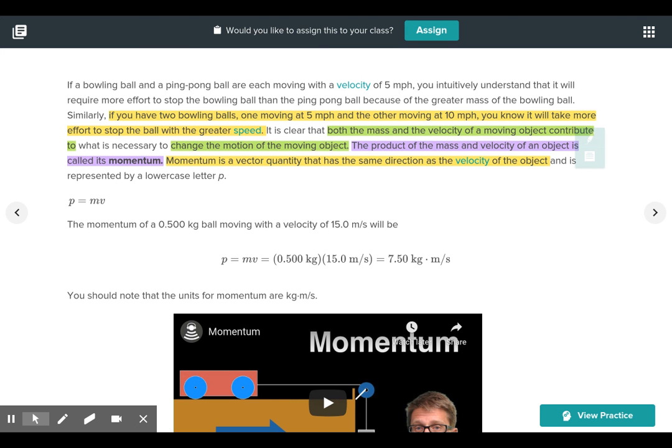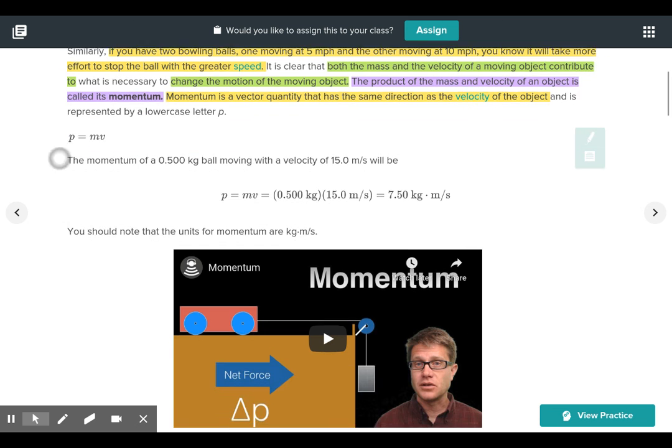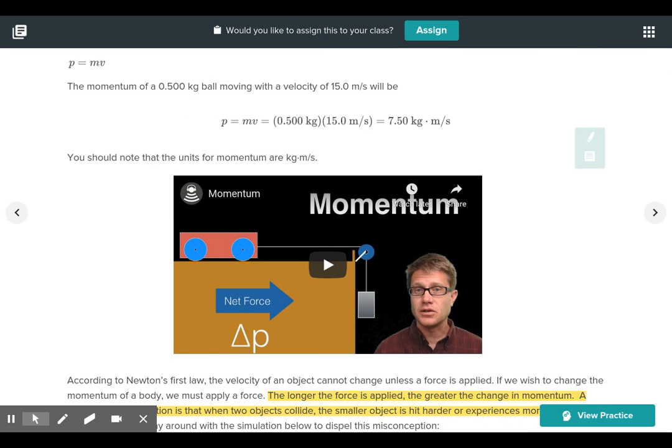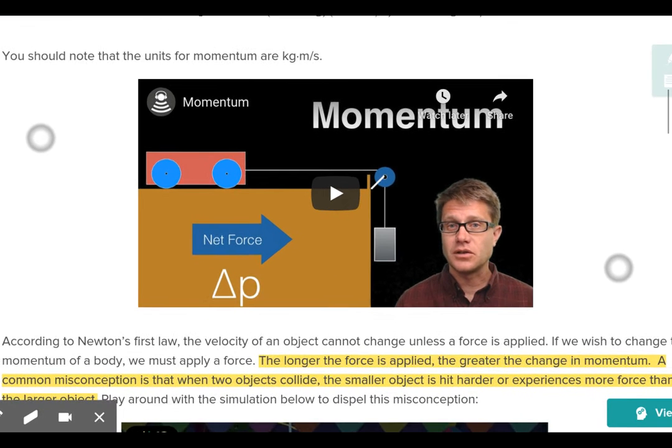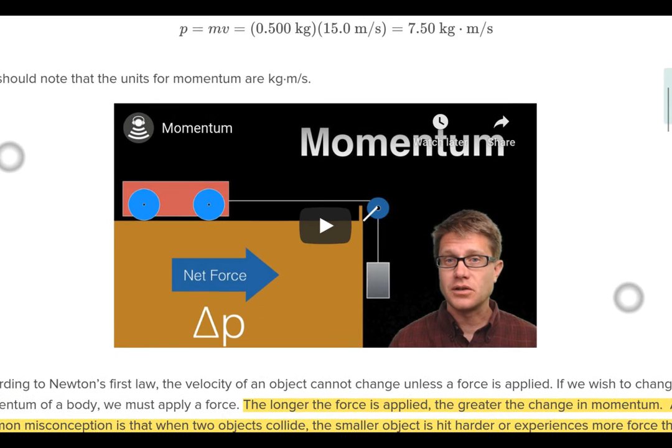For example, you have a question. The momentum of a 0.5 kilogram ball moving with a velocity of 15 meters per second will be, you write your given, m equals 0.5 kilogram, and your velocity, v equals 15 meters per second. So your standard unit for momentum is kilogram times meter per second. Okay? You multiply them, you get your answer. Let's take a look at this video explaining further about momentum.